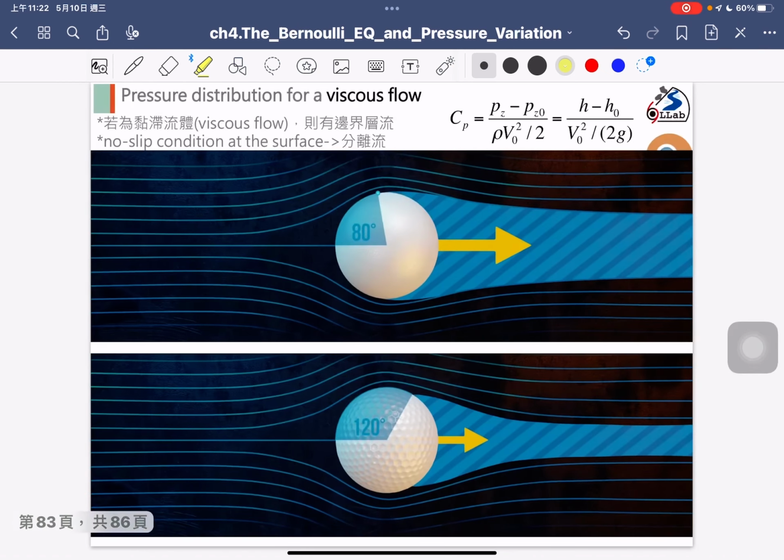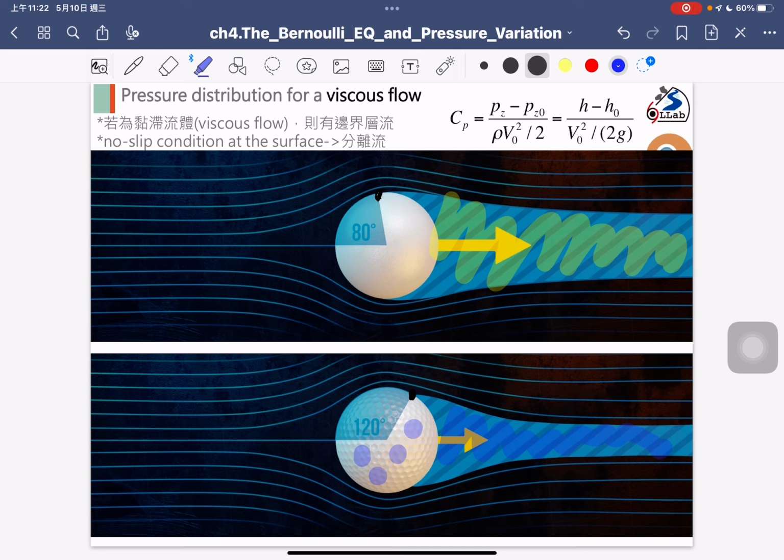Okay, so how can we change it? The top case is a normal ball, and there is no hole. So you can see your separation point is in here, so the wake flow region is larger. Compare that if we change the separation point to here, and you can see the wake flow region becomes smaller.